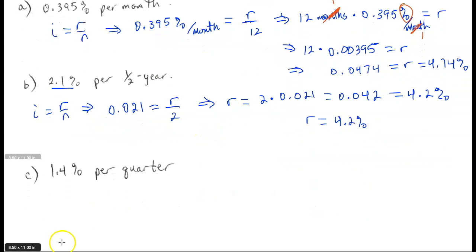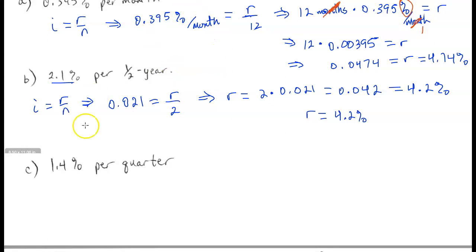So for our last example, we have i is equal to R divided by N. And that implies that this 1.4% is going to be 0.014 is equal to R divided by N. And since this is per quarter, this is telling you that N is equal to 4.